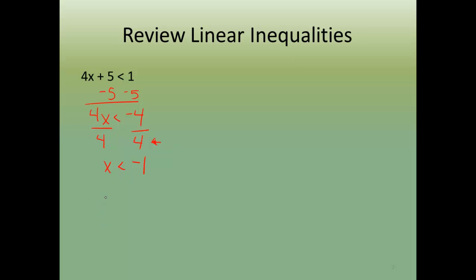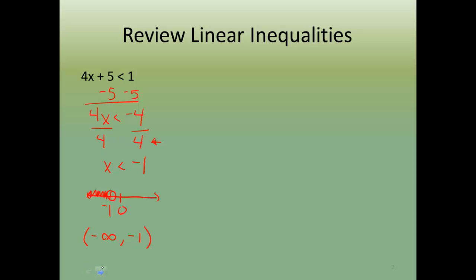The inequality then is x is less than negative 1, which we can also graph with an open circle at negative 1 and then going to the left. And then we can also write that in interval notation. So negative infinity to negative 1, open brackets all around.